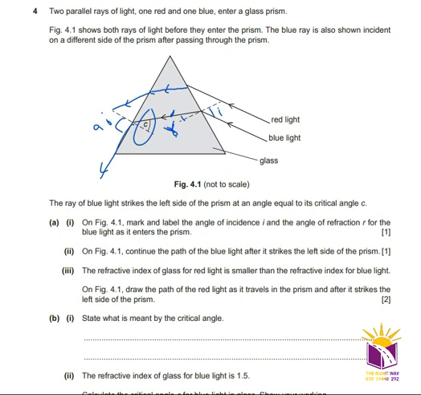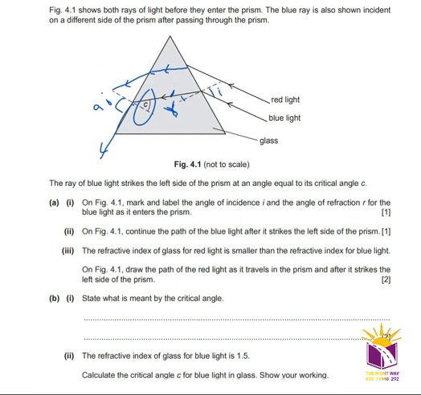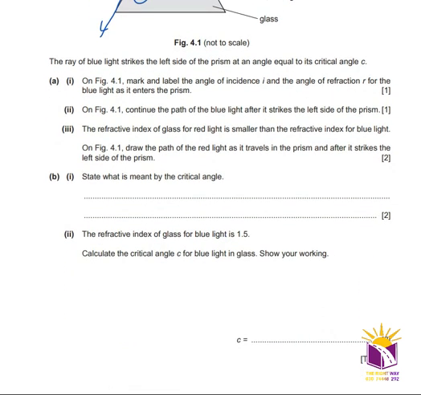So we are going to get 2 marks, one for the inner side which will show that the refraction is less, and the outside where it will go out from the prism, not at 90 degrees because it is not striking at the critical angle. State what is meant by critical angle. So this is asked in many papers before this one.